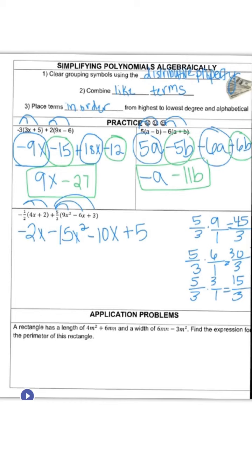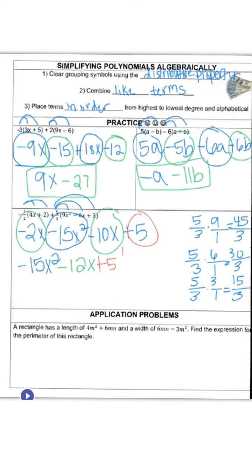degree. So my highest degree would be x squared. So I need to start with this negative 15x squared. And that's my only one, so I'm just going to write it first. Now let's move to the x's. Negative 2x minus 10x. Negative 2 minus 10 is negative 12x. And then I just have this plus 5 at the end. So I would get negative 15x squared minus 12x plus 5.